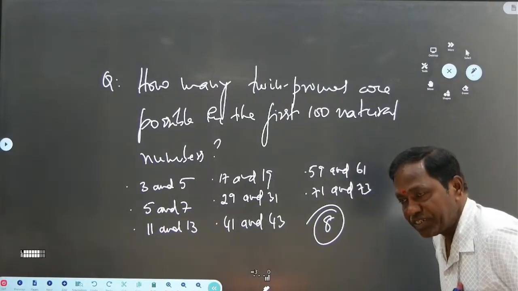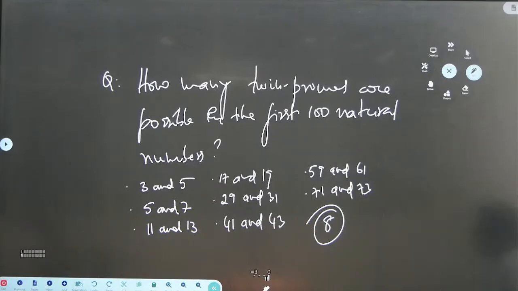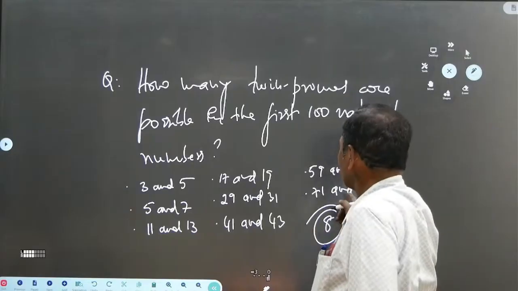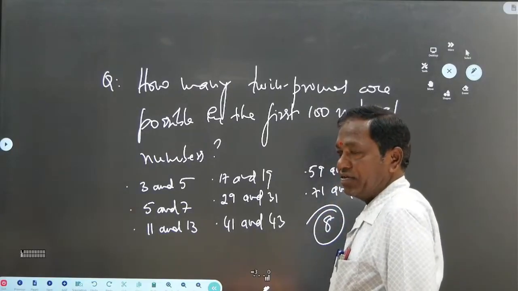So these things should be registered in your brain. By seeing this, you can just go ahead with that. Okay. And what is your observation over here? If you look at all these 8 pairs, what is your serious observation over here?